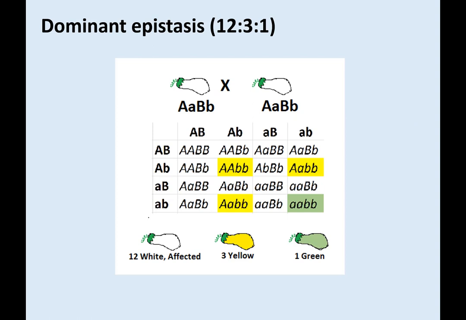Let's look at dominant epistasis. Again, a variation on 9 to 3 to 3 to 1. In this case, the 12 represents the category of 9 and the category of 3. And so let's just look at genotypes compared to our numbers. So we know that the 1 is little a, little b, and it's green. And we know that one of the 3s, if we look at what's happening, they all have a capital A dominant, and they all have little b. And that produces yellow squash.